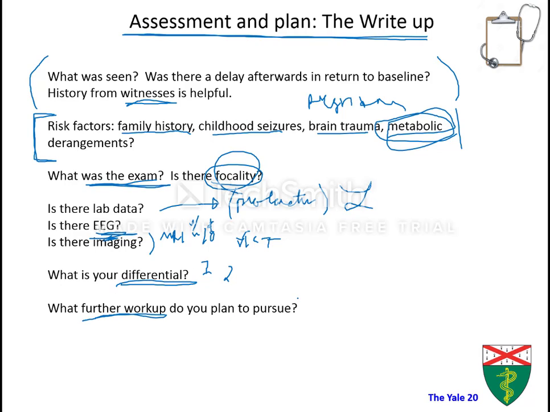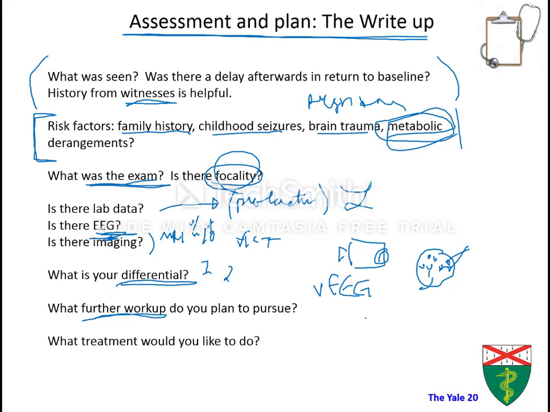You can always do video EEG monitoring, which is going to be really helpful. Basically, you have a camera on the patient, and you are also recording the EEG. This helps you get a sense of what's going on in their brain and what they're doing at the same time. This is someone's head with EEG leads. And then whether or not they need treatment.